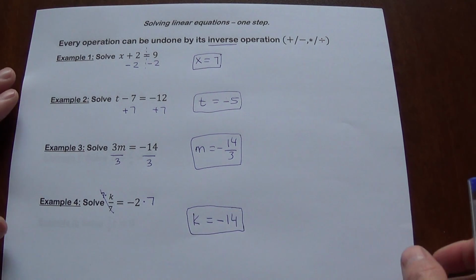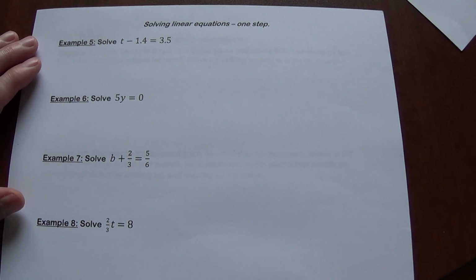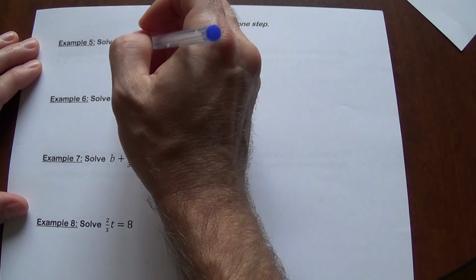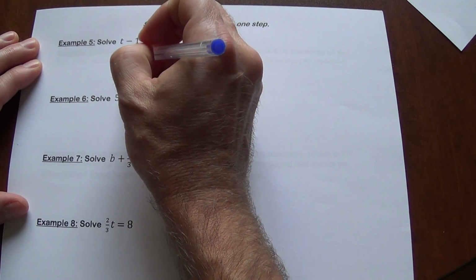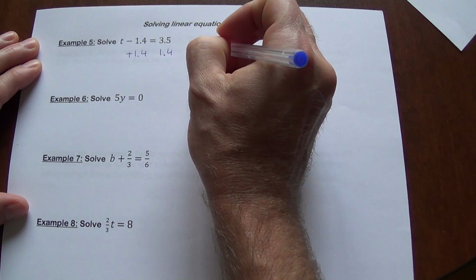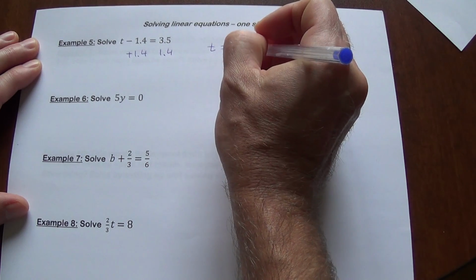Okay, moving on. T minus 1.4 equals 3.5, so we have to undo it. Doesn't matter what kind of numbers we have, so we're going to add 1.4. T equals 3.5 plus 1.4 is 4.9.